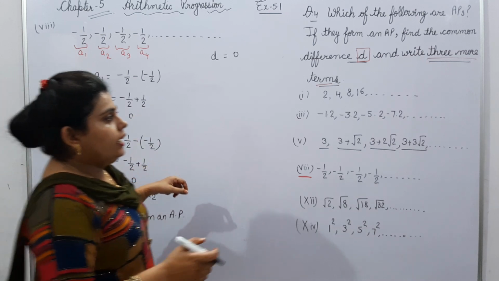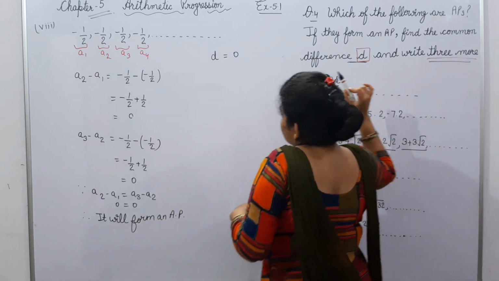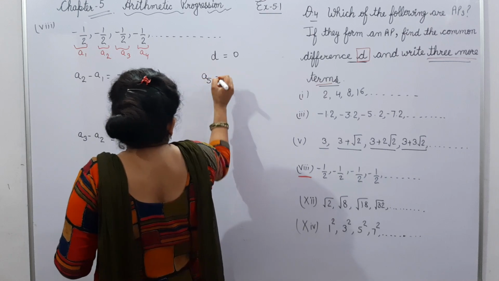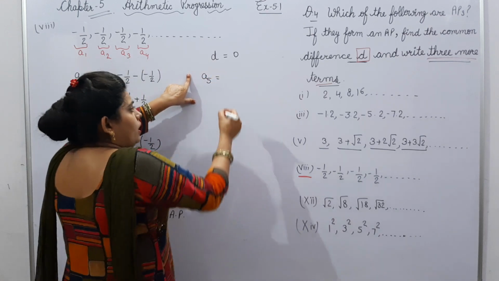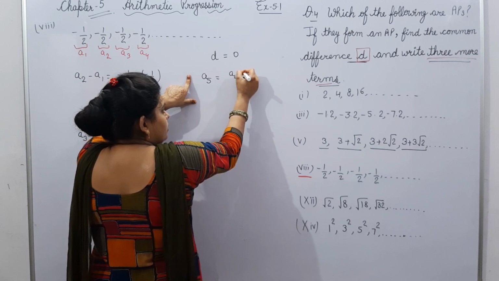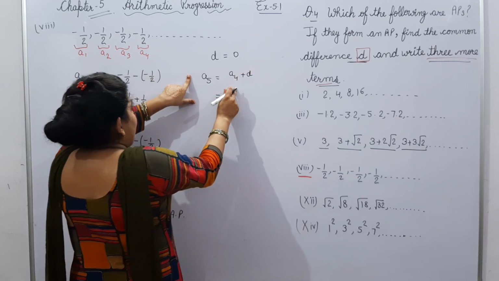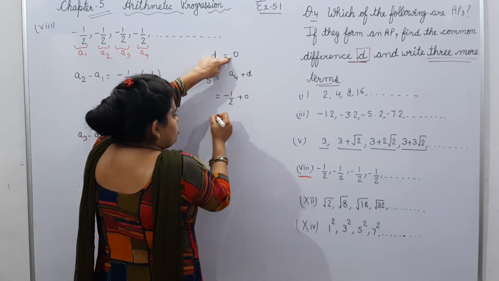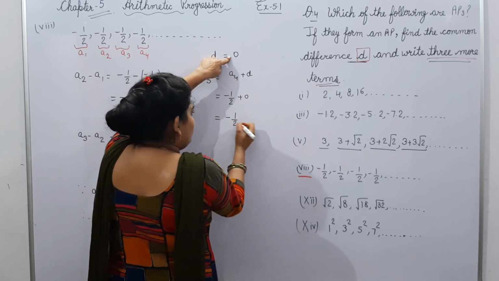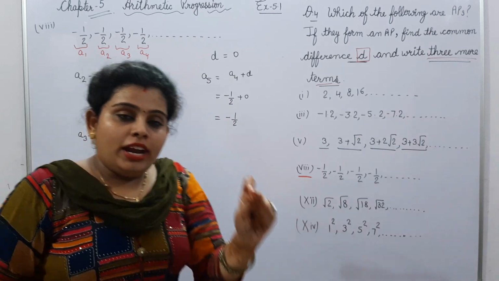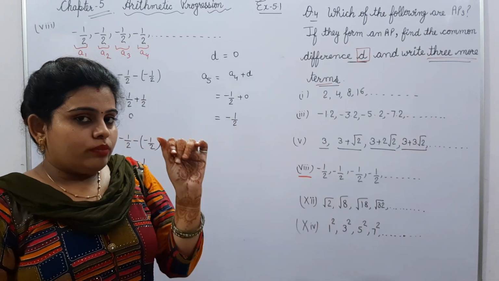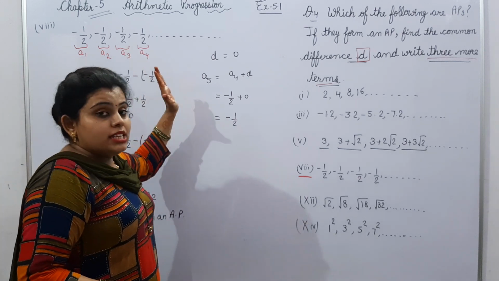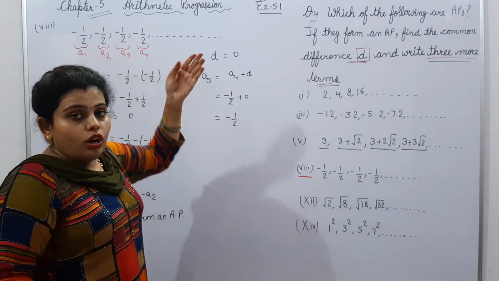Now we have to find three more terms. A4 is given. Now we will find A5. What will be the value of A5 beta? A4 plus D. A4 is minus 1 by 2 and D is 0. So what we will get? Minus 1 by 2 because common difference is same 0. Common difference क्या है बेटा? 0. Because common difference is 0, so we are getting all terms same.